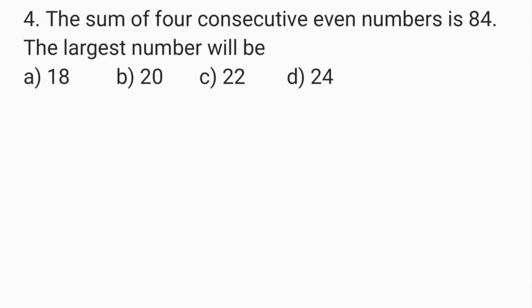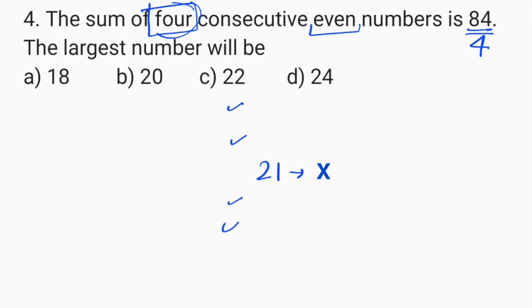Question number 4. The sum of 4 consecutive even numbers is 85. Now in this case, we have even numbers. Since we are talking about 4 consecutive even numbers, we will divide this number by 4. What do we get? 21. Now keep in mind, 21 is not an even number. It's an odd number. It means since there are 4 consecutive even numbers, 2 numbers will be more than this and 2 numbers will be less than this.